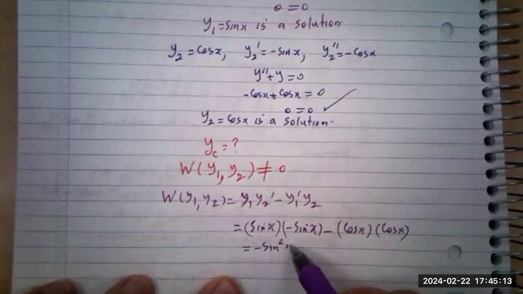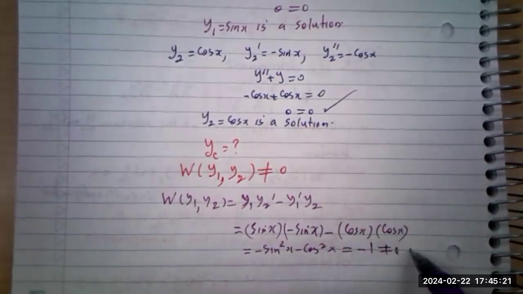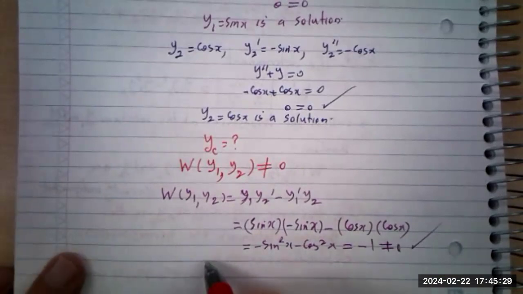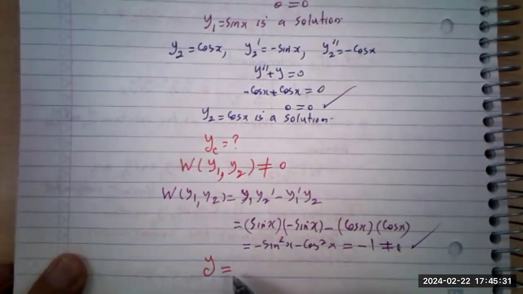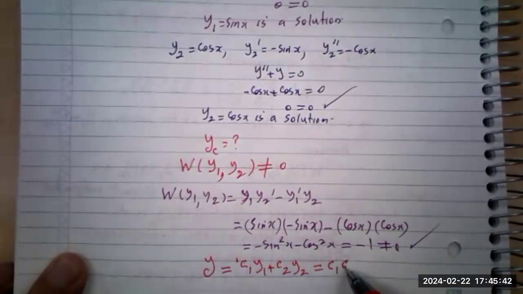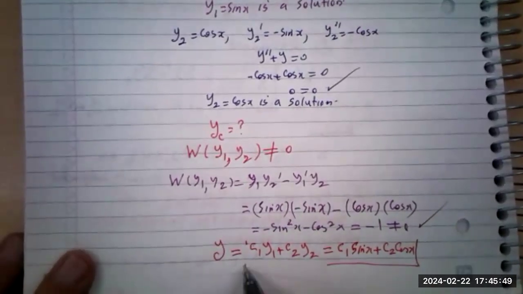Okay, so what's the result? Negative sine squared minus cosine squared. What do you have for this one? Simplify it, it's going to be negative 1. Negative 1 is not 0. That's it. So this means Y1 and Y2 are independent. Quickly, you know that. So Y equal to C1Y1 plus C2Y2, which is equal to C1 sine x plus C2 cosine x. This is going to be the general solution of the equation.